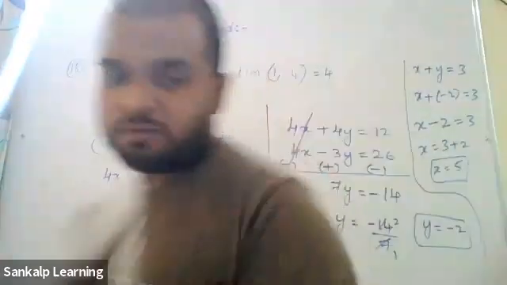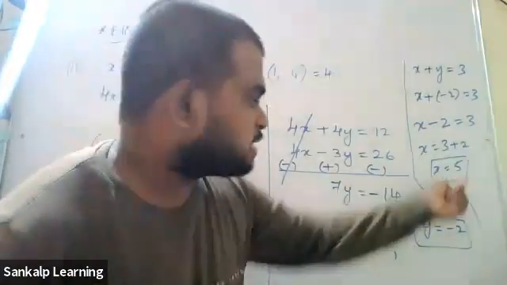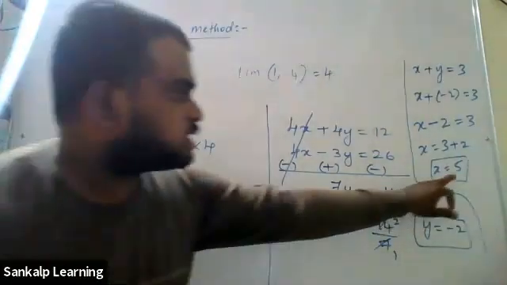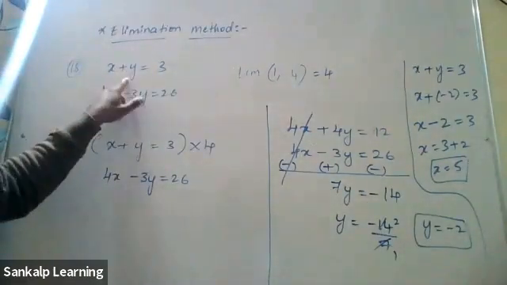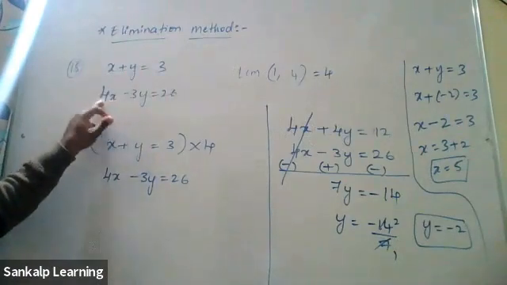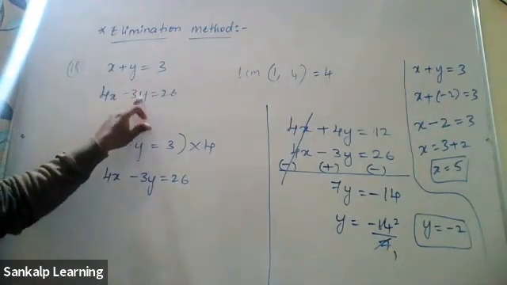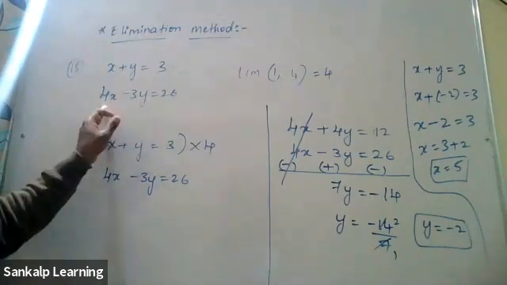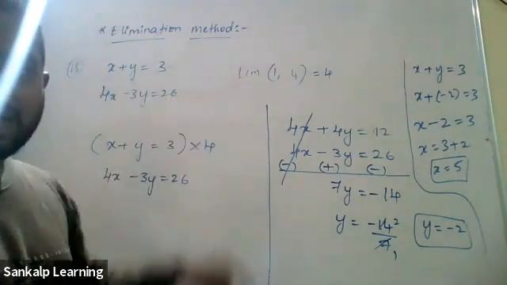So x value is 5 and y value is minus 2. Okay. How do you know whether you have got it correct or not? Simply substitute here in the question and check. x value is 5, y value is minus 2. 5 minus 2 is 3. x value is 5. So 5 into 4 is 20. Minus 3 into minus 2 is plus 6. So 20 plus 6 is 26. Both the LHS and RHS are the same.